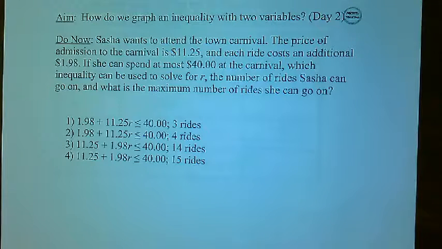Today is day 2 of graphing inequalities with two variables. So everything is the same when we are graphing. We basically graph a line. The only difference is we have to decide if our lines are going to be solid, which would be greater than or equal to, or less than or equal to. Those would be a solid line. Or if they are dotted, that would be a less than or a greater than.